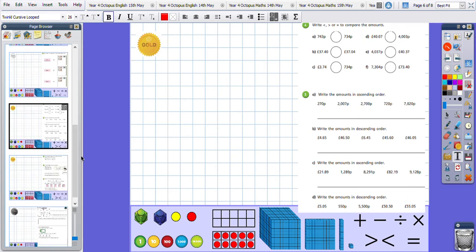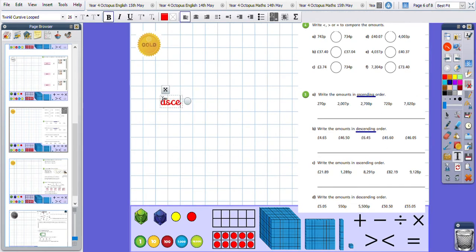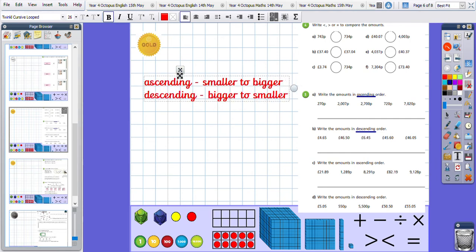And then for Gold, you are doing questions 4 onwards, again using your greater than, less than and equals, but also writing amounts in ascending and descending order. So have a think about what those words mean. We touched on them last week. So ascending is getting from smaller to bigger, and descending is the opposite, the inverse, so it's getting bigger to smaller.